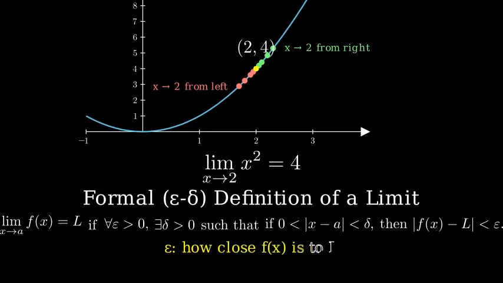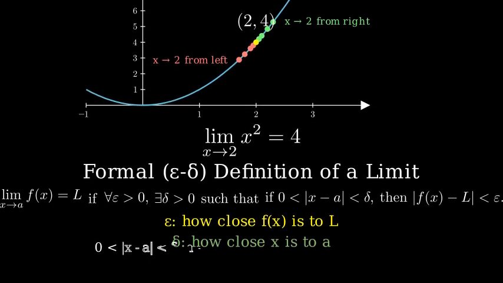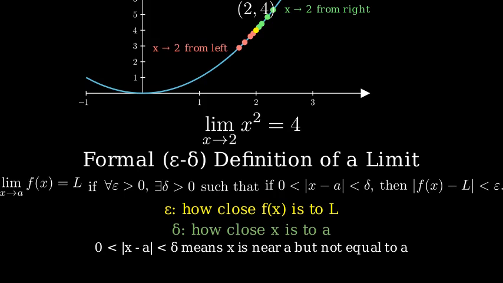Epsilon represents how close we want f of x to be to L. Delta tells us how close x must be to a to guarantee that. The condition 0 less than the absolute value of x minus a less than delta means x is near a but not equal to a.